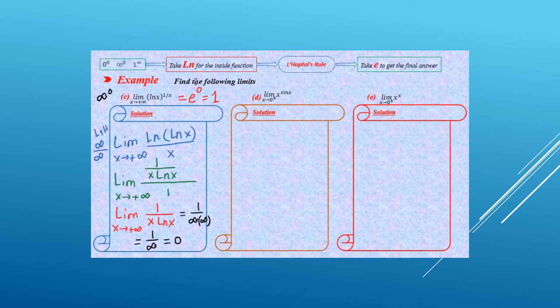In part D, we have limit x to the sine x when x goes to 0 from the right.